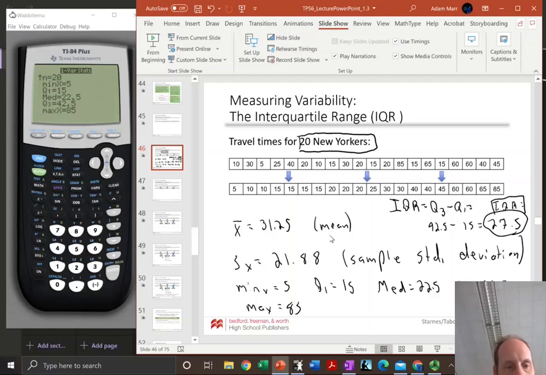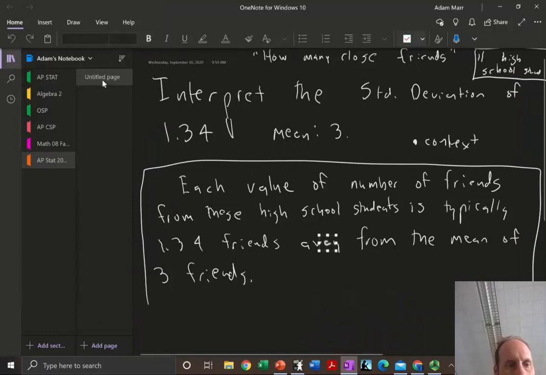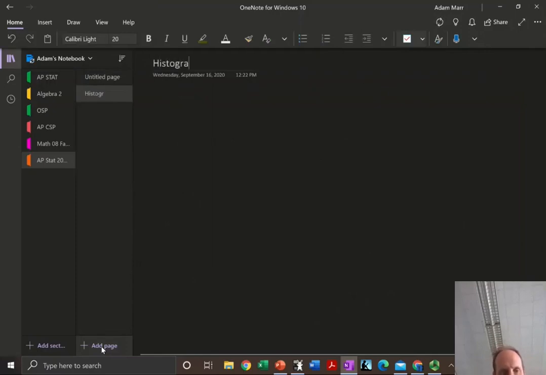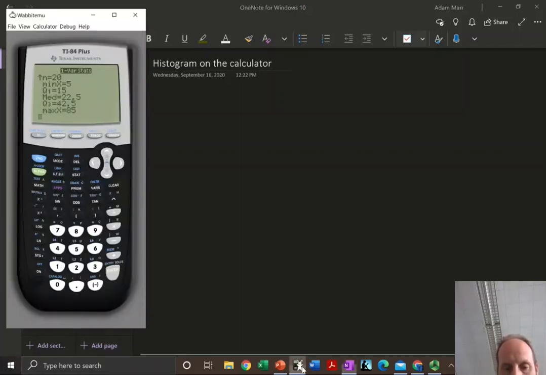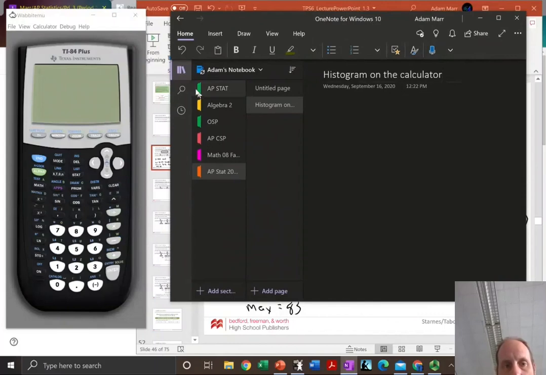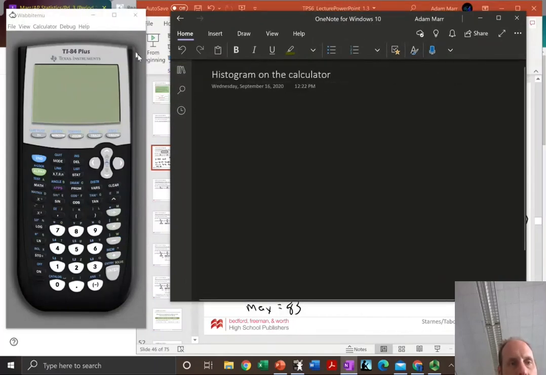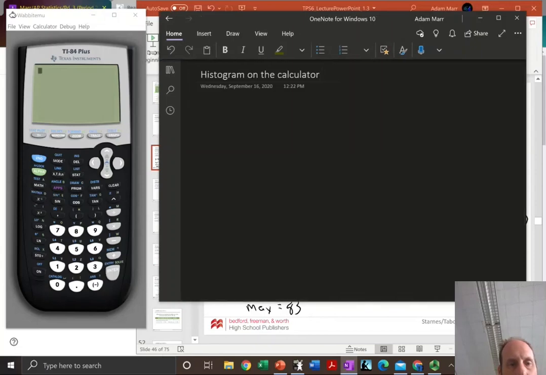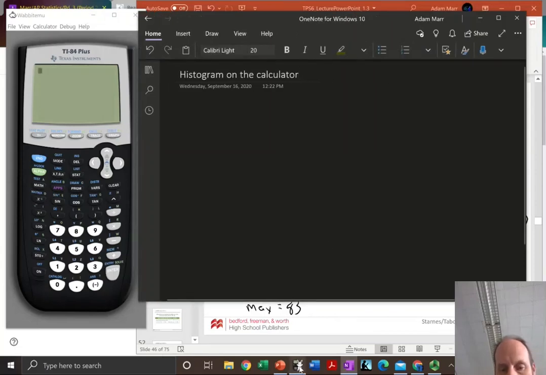One more thing I wanted to show regarding a histogram. Let me show you real quick here. You can actually do histograms on the calculator, believe it or not. We're going to use that same data. So right here, we go back to the calculator. Let me put this side by side. Okay, perfect. Increase this a little bit. There we go. So, a histogram on the actual calculator.